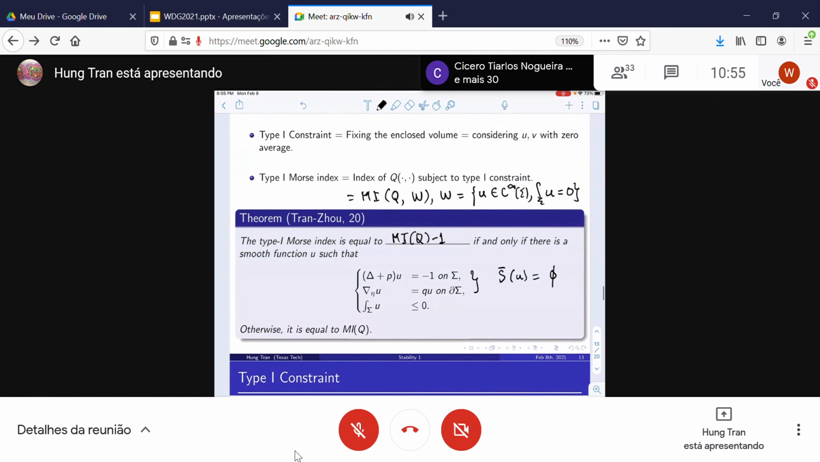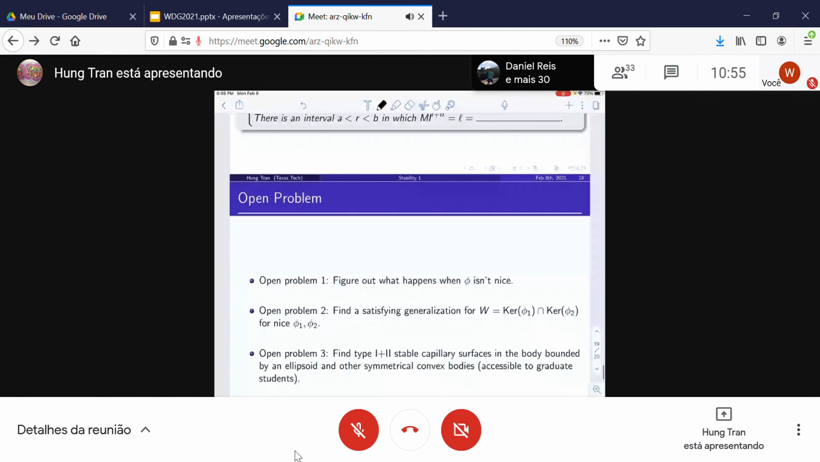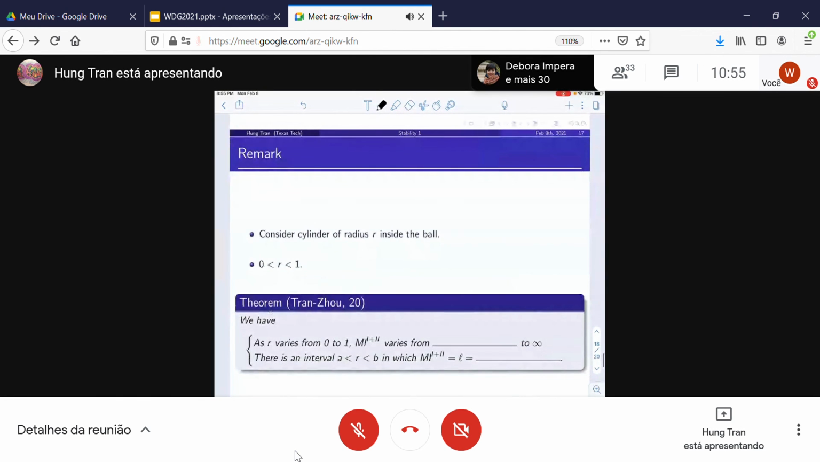Yes. Thank you very much for the question, because it allows me to talk about the example we have here. We consider the cylinder of radius r inside the ball, and we vary the radius from 0 to 1, so that it is inside the ball. What we learn is that for certain values of r, there's no solution to that PDE, so the condition in that theorem isn't satisfied. But for most values of r, the condition is satisfied.